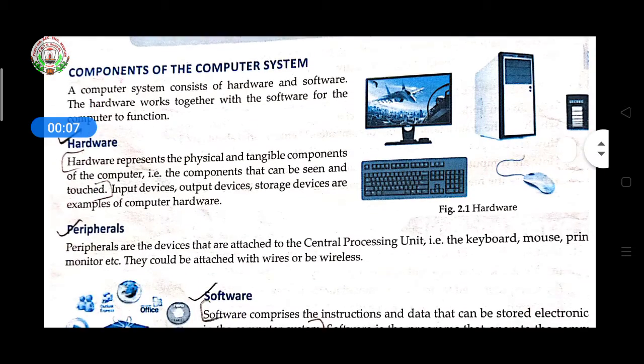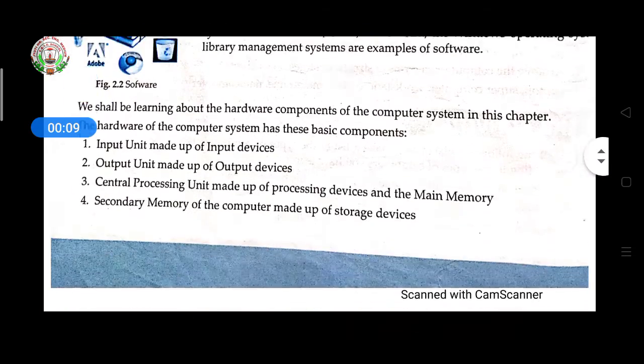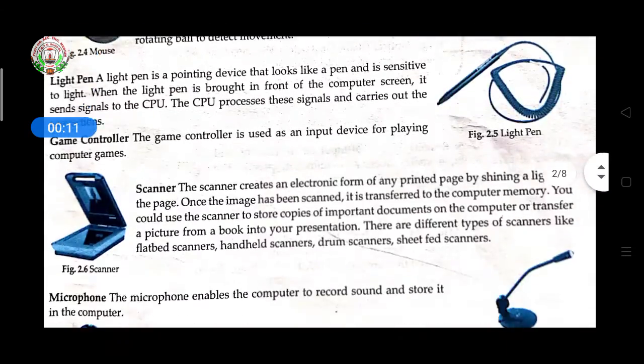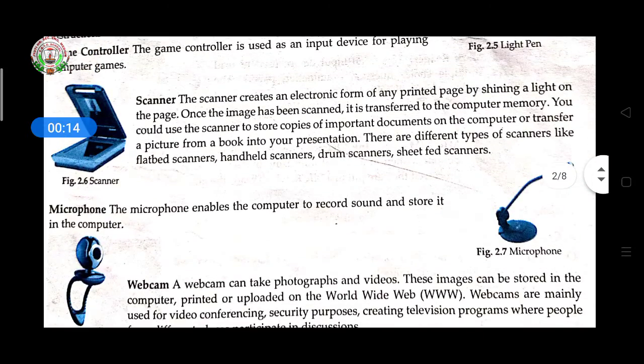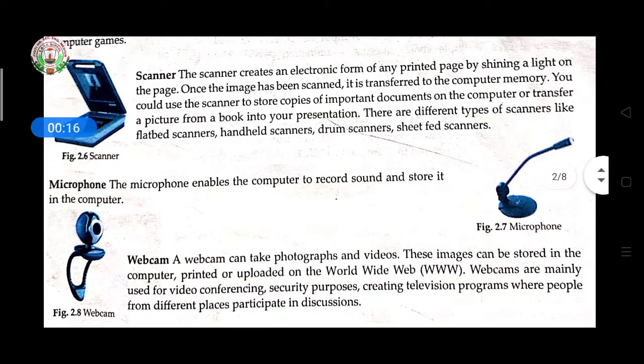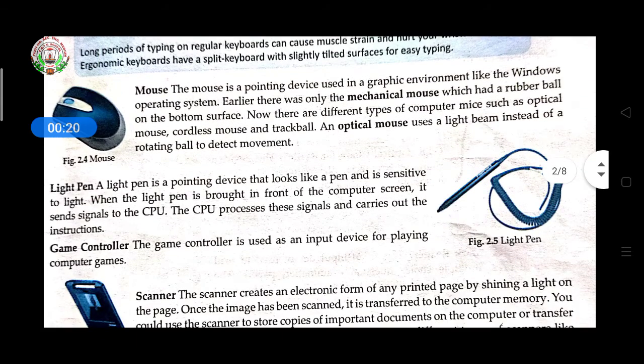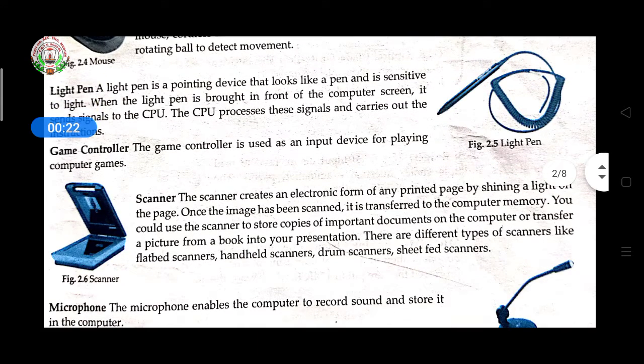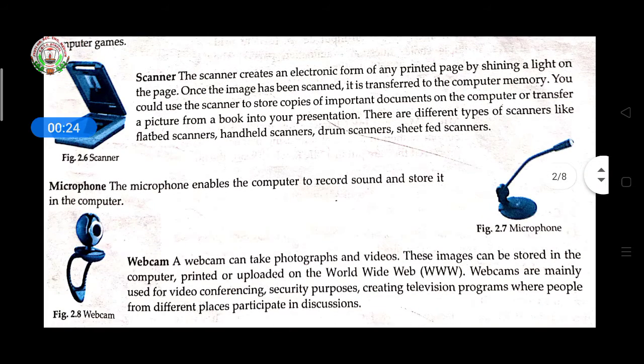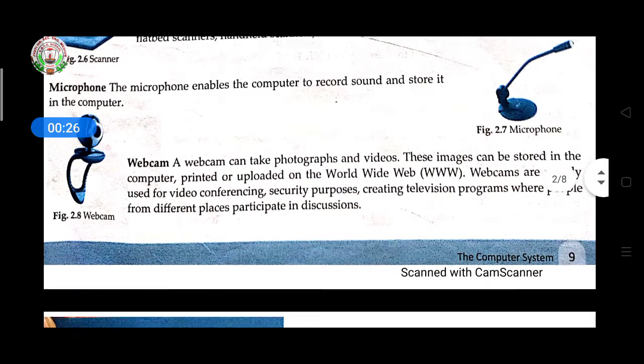Components of the computer system we had discussed. Now, the input devices. In input devices, we had discussed the keyboard, mouse, light pen, game controller, scanner, microphone, then webcam.